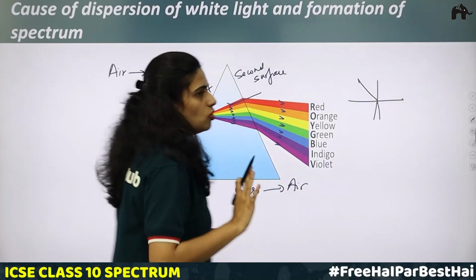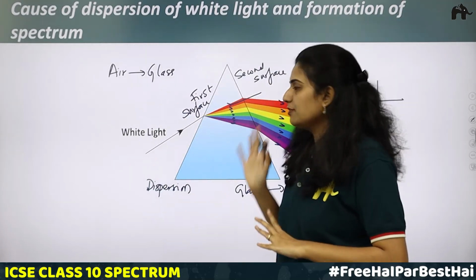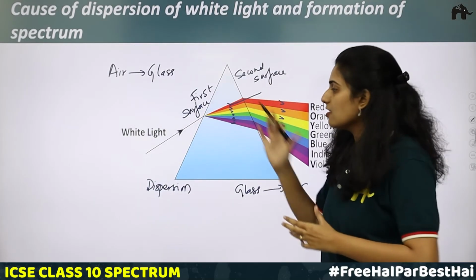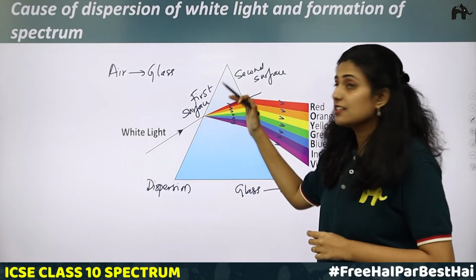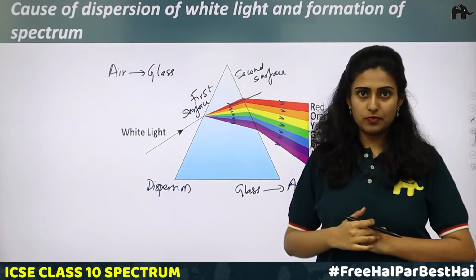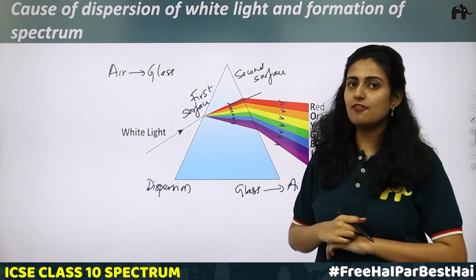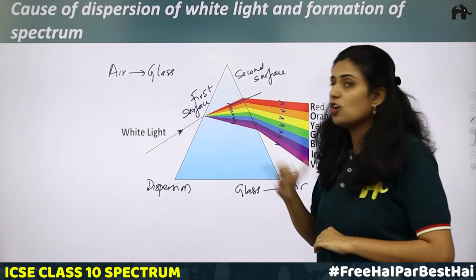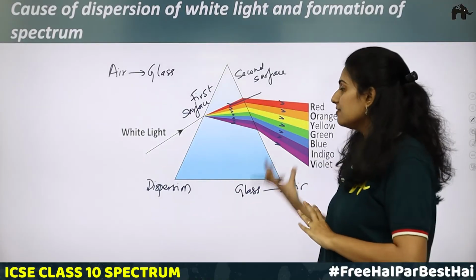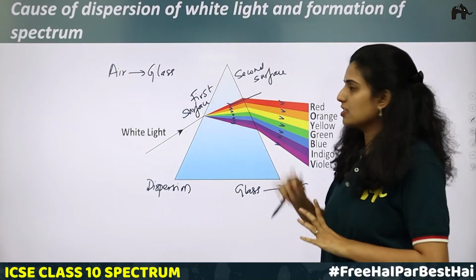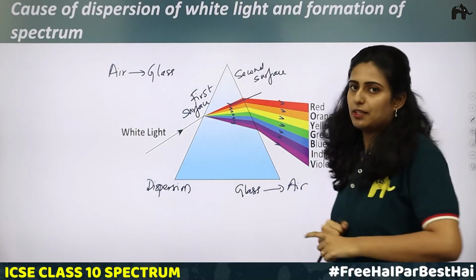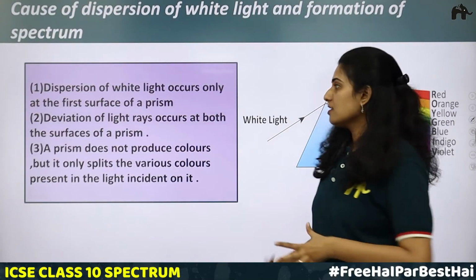So here, what is the cause of the formation of spectrum and what is the cause of dispersion? It is because of the refraction that is happening in the prism, because of the different velocities of light. The different components of white light have different velocities, and this is the main reason for this process to take place and the formation of spectrum. Clear? So what are the causes of dispersion?